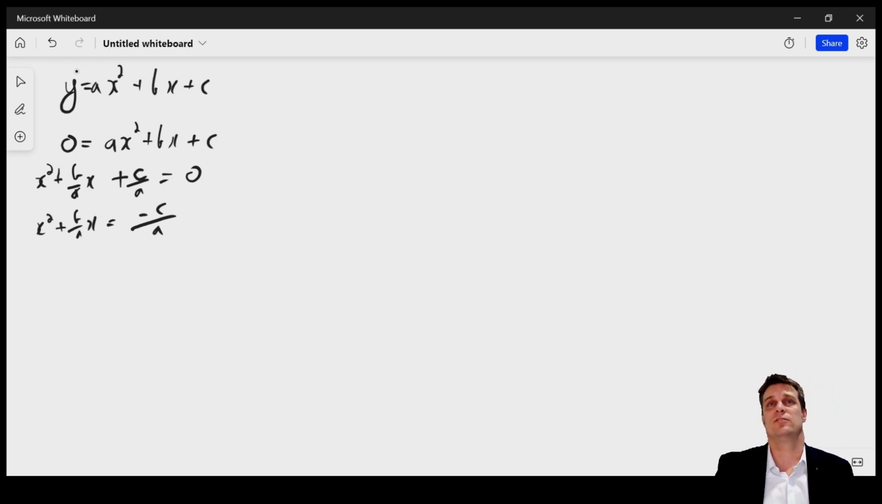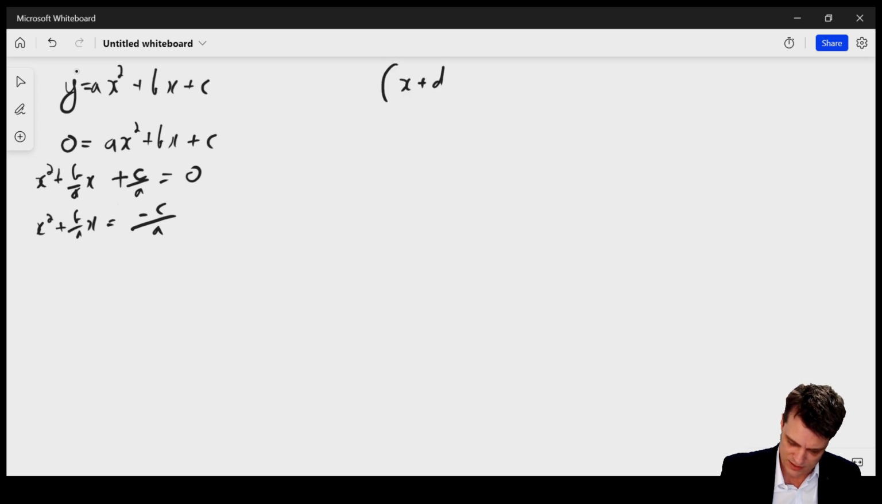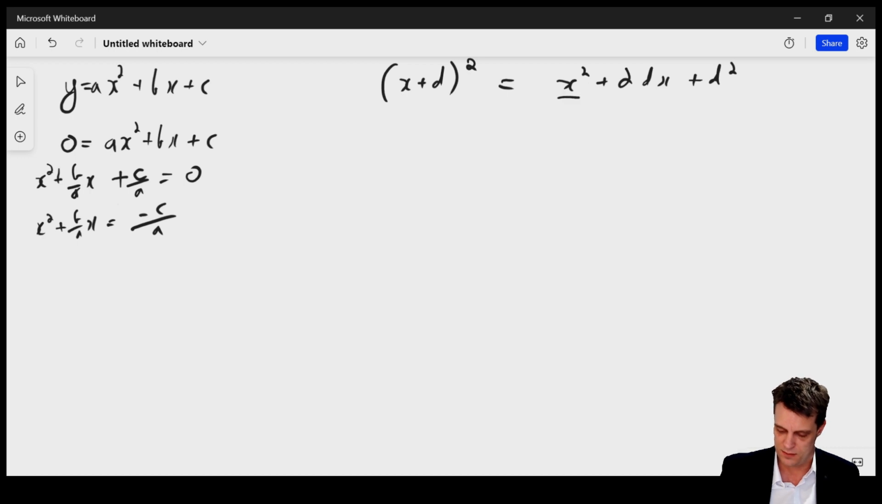Now, these steps so far, you probably will not be able to immediately see what is the next step. So I'm going to show you what the trick is. Let's take x plus d, and I'll show you why I use d in a second, all squared, and let's expand that out. So what does that equal? Well, that equals x squared plus 2dx plus d squared. Let's leave that there for a second, and I'll come back to why that's relevant in just a second.